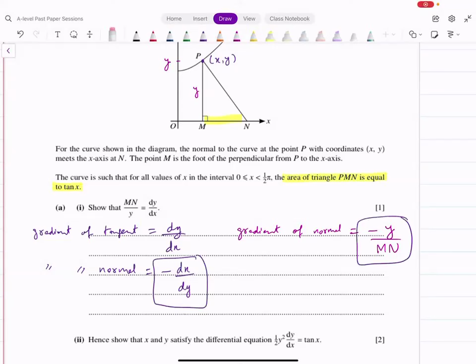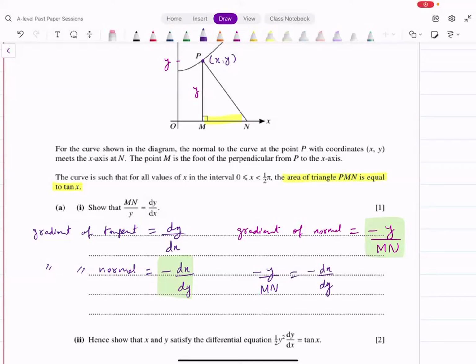What we can do is equate them, and that's going to give us a relationship. Hopefully, after rearranging we will get this. Let's try that. Let's equate both of them. I'm basically equating this because this is the gradient of the normal, and this is also the gradient of the normal. They should be equal. If we equate both of these, what do we get? Minus y over MN equals minus dx over dy.